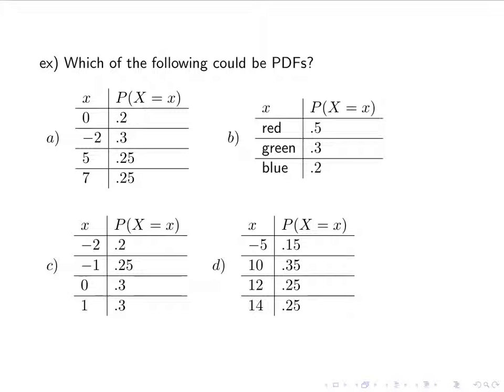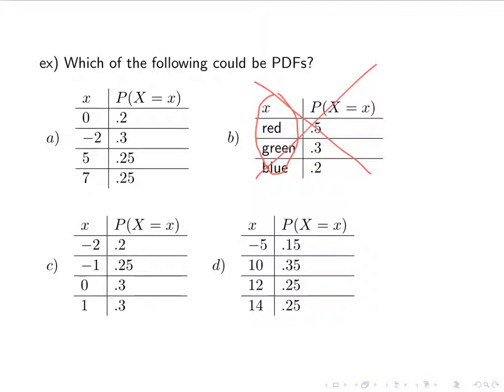So the next case, it's just a question of which of the following could be PDFs. So we have to remember those 2 rules of what makes a PDF a PDF. The probabilities have to be between 0 and 1, and the sum of the probabilities is 1. Another thing we have to remember is that a PDF only makes sense for a discrete random variable, and the random variable is a quantitative variable. Quantitative means that the values have to be numbers, which means that it cannot be B. I cannot have a random variable whose values are red, green, and blue. They have to be numbers. So B cannot be a PDF.